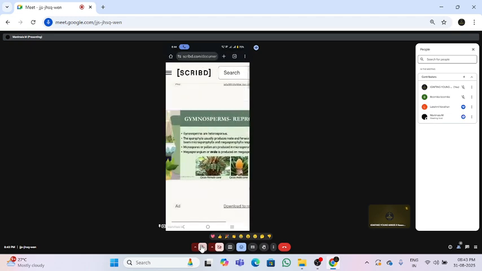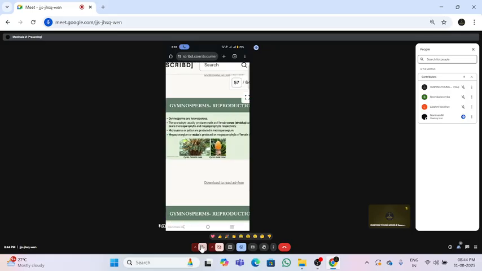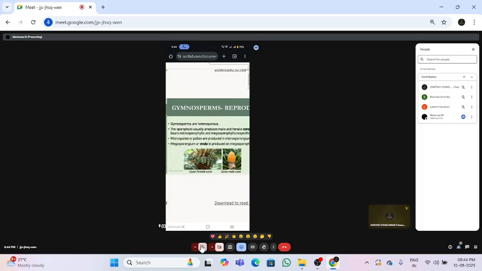Gymnosperms produce haploid microspores and megaspores. These two kinds of spores are produced within the sporangia only. Don't get confused, I will say it one more time. What is the heterosporous condition? The gymnosperms are heterosporous. They produce haploid microspores and megaspores, male and female both, both in the haploid condition.